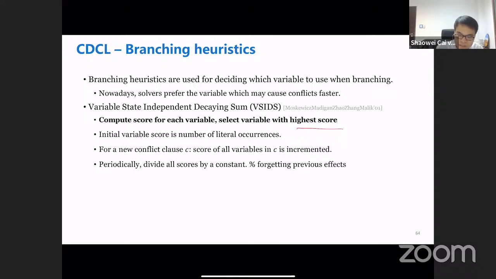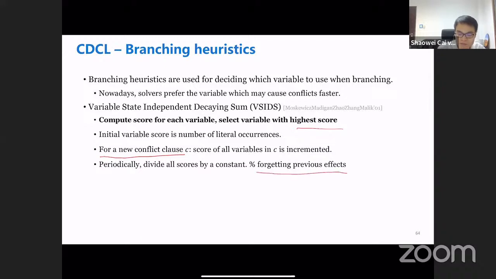So because of this reason, every time the algorithm meets a new conflict, the score of all variables in this conflict is incremented, because they believe that if a variable participates in a recent conflict, then it is likely that it will cause a conflict in the recent future. So when the algorithm encounters a new conflict, the score of all variables in this clause is increased.